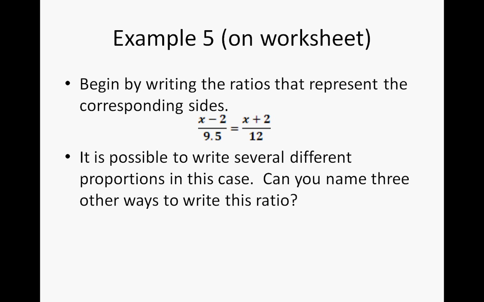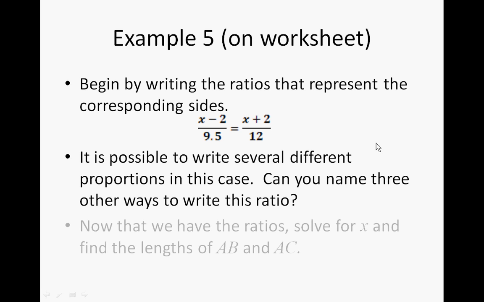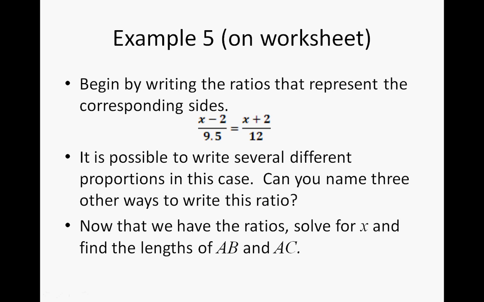Is it possible to write several different proportions in this case? Can you name 3 other ways to write this ratio? So this might be one way to set up the comparison, but there are 3 other ways you could set this up and get the same result. Whichever way you have chosen, again, now that we have the ratios, solve for x and find the lengths of AB and AC.